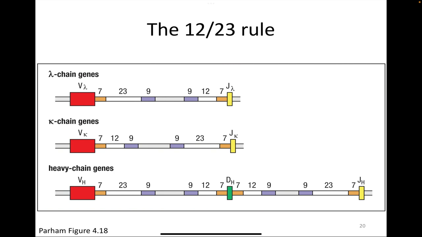So the key thing to know about RSSs is that they work by something known as the 12-23 rule. What that means is that you can only combine something with a 12 to something with a 23. You can't put a 12 and a 12 together. You can't put a 23 and a 23 together. You gotta put a 12 and a 23 together. This version from your textbook shows you some RSSs, but it doesn't show them as triangles. It just shows them with all the numbers. I'm gonna draw them up here as triangles, okay?